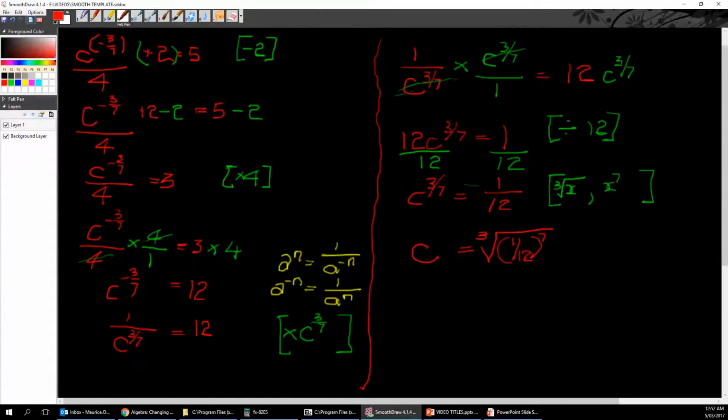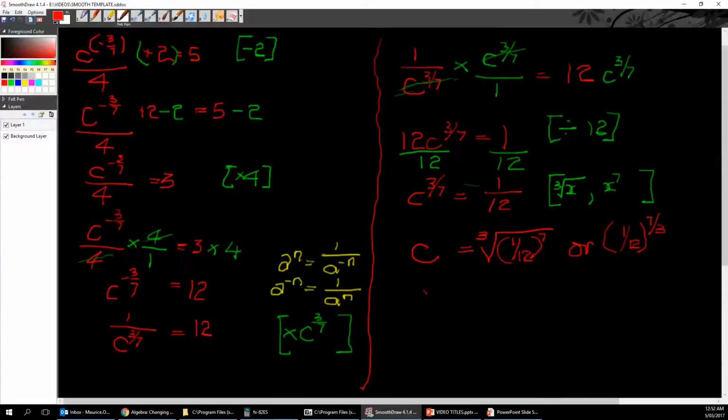Or there's another way of looking at it, and I'll put that in here. And that's just going 1/12 to the power of, this is another way of looking at it, just flip this up. So it's to the power of 7 over 3, which might be an easier way of looking at it, but there's a couple of ways of looking at it.